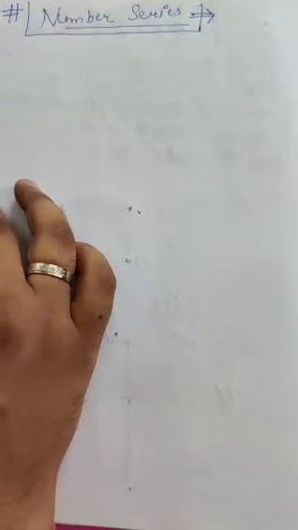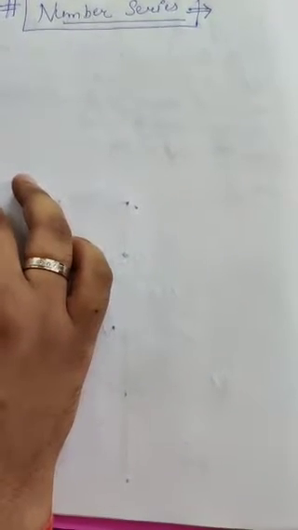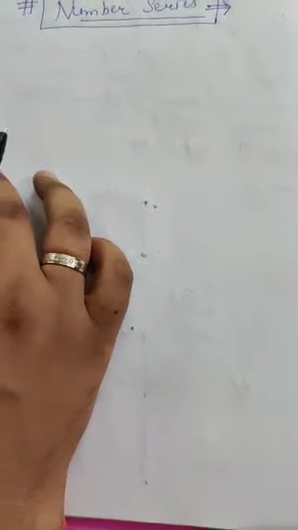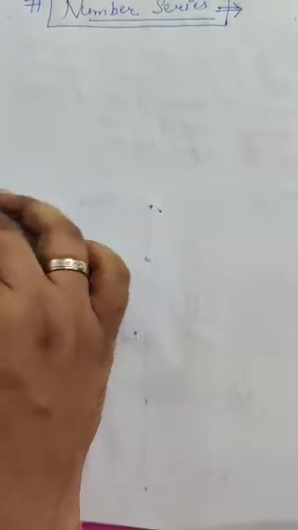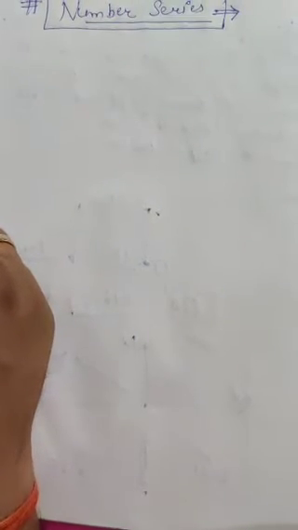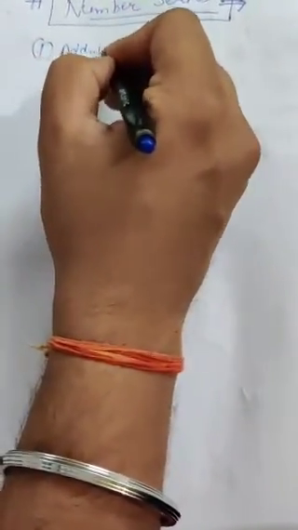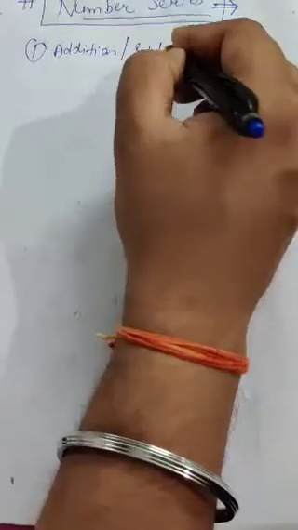So here we have to discuss some basic rules, depending on which we can solve some number series questions, or the puzzles. If any series is given, we have to see certain criteria in order to solve this. The first is always the addition or subtraction: whether the number is adding or subtracting.